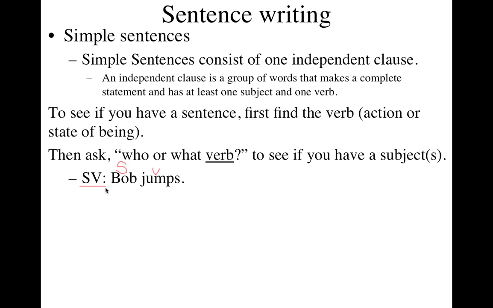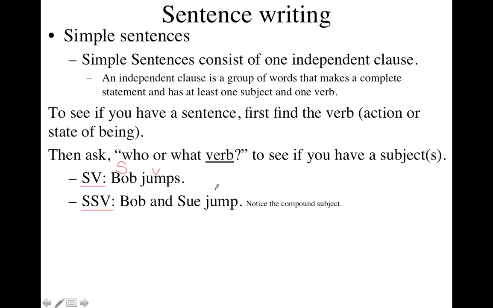for simple sentences. And then moving on, we have SSV. SSV means subject, subject, verb. What's the verb? Jump. Who or what jump? Bob and Sue. Subject, subject, verb. And it says, notice the compound subject. That means there are two, or more than one, subject. S, S, but just one V.